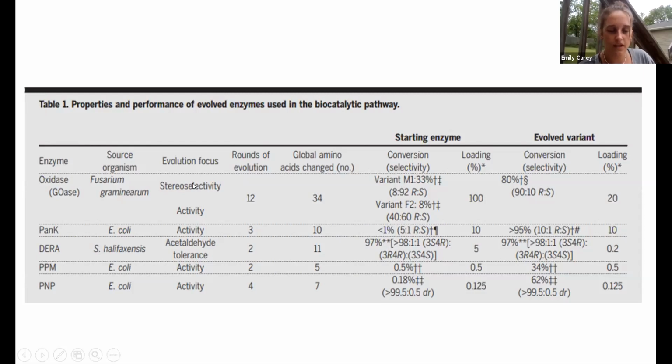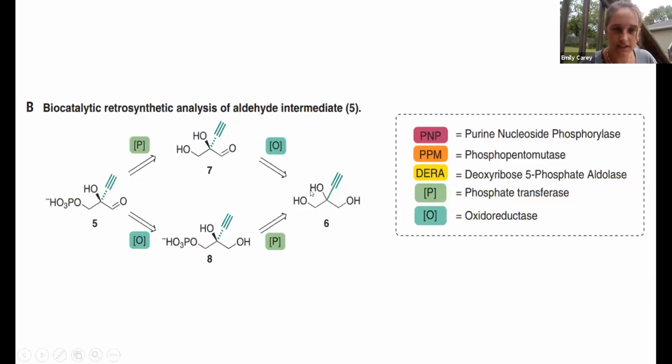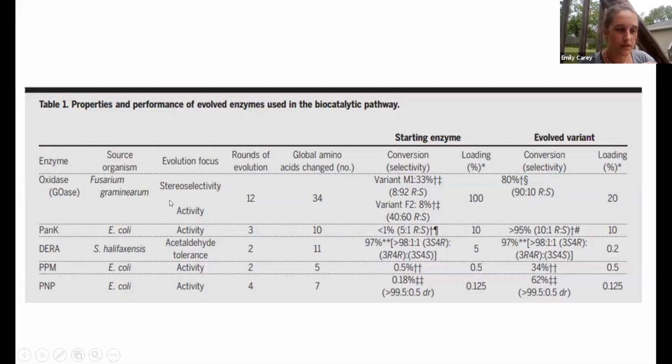So they really wanted, if we look back in this, like I said, they focused on having the proper stereochemistry here. That was a big goal of training this enzyme through those 12 rounds of mutations, and they were very successful in it. For this PAN-K, they focused on the activity. You'll see that the loading percent here hasn't changed, but this percent, the percent yield, did. Before they had less than 1%, and after these 3 rounds of evolution, the 3 rounds of mutations, they have greater than 95% yield, which was a huge increase.